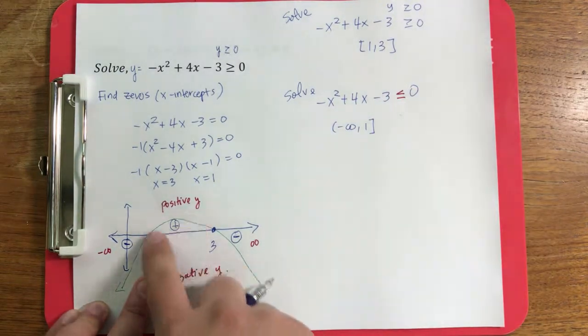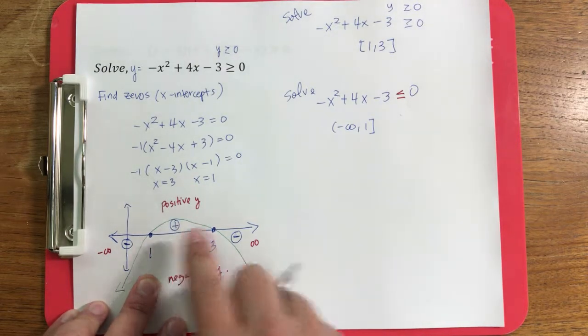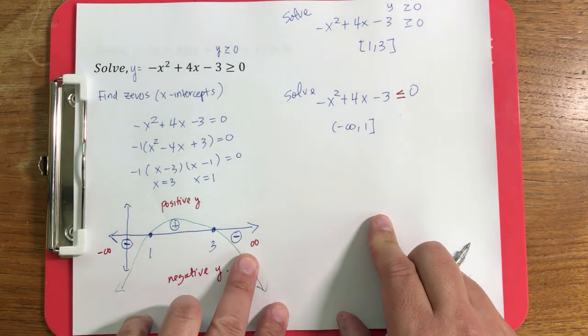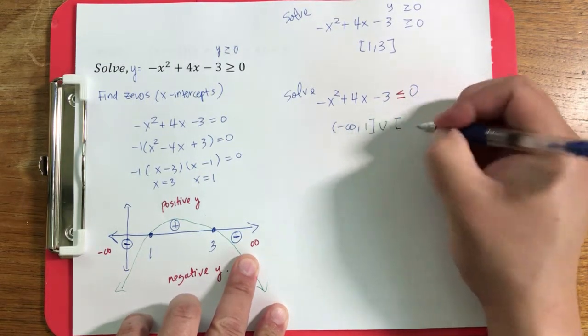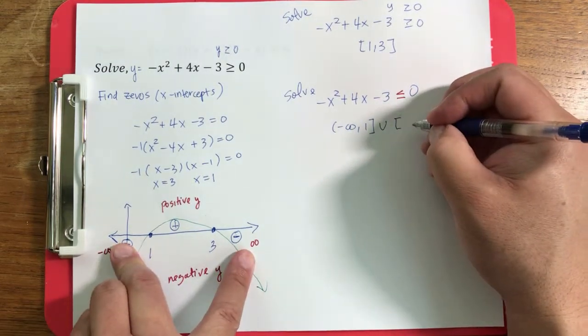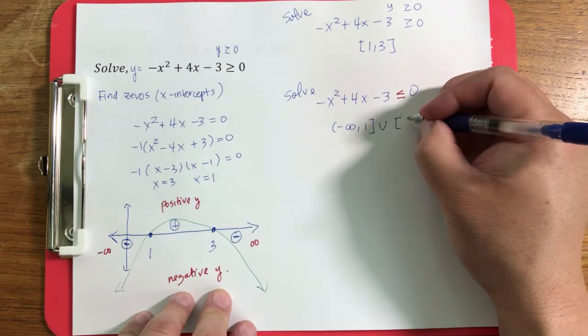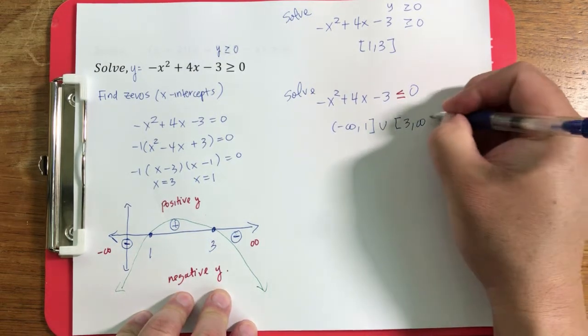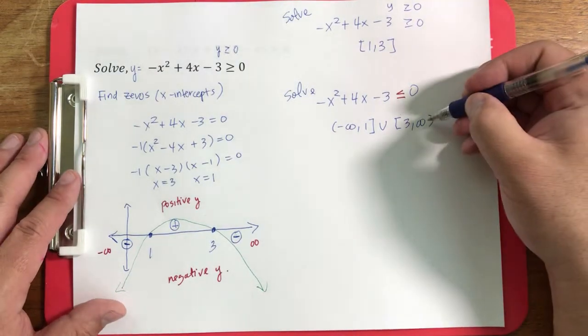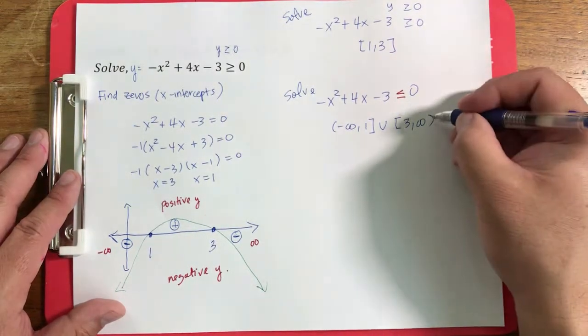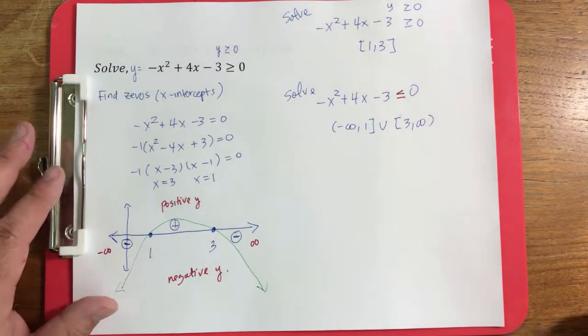Now we can see over here that it's in the positive y, but then it goes back into the negative y over here. We use a U for union to glue these two unconnected intervals together. Okay. Now remember, whenever we use infinity in interval notation, we always use a parentheses.